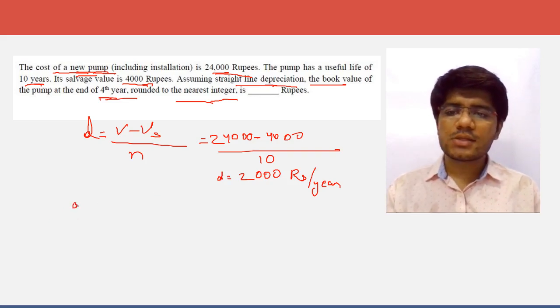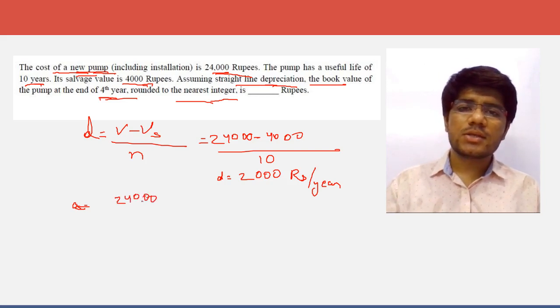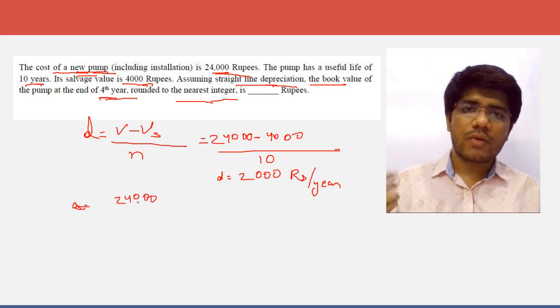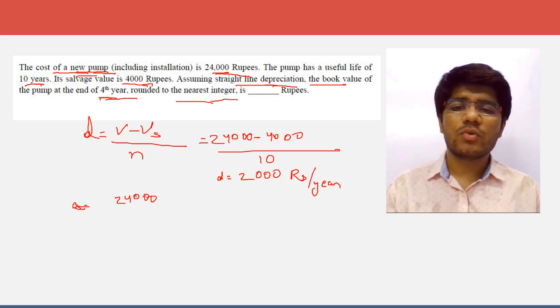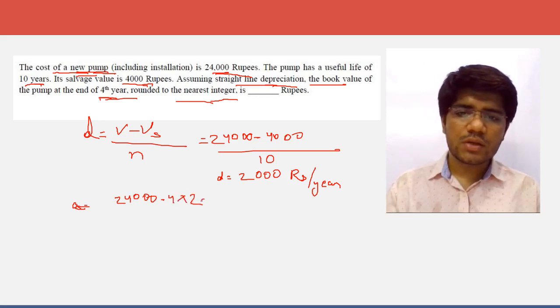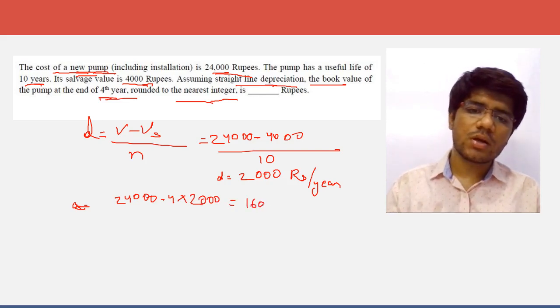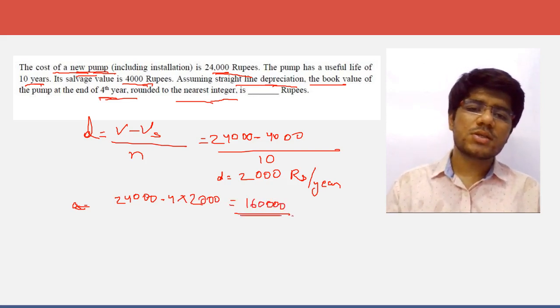Now we are asked that after 4 years what will be the value of the new pump? Right now we have the pump value of 24,000, and after 4 years what will be the value? 4 into 2,000. Yes, so we will get the answer equal to 16,000 rupees. So this is the final answer.